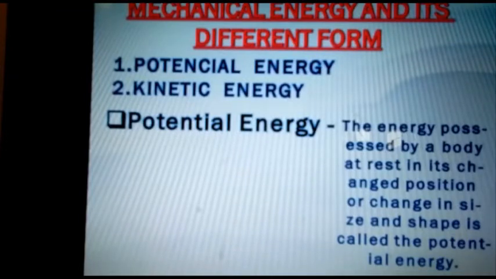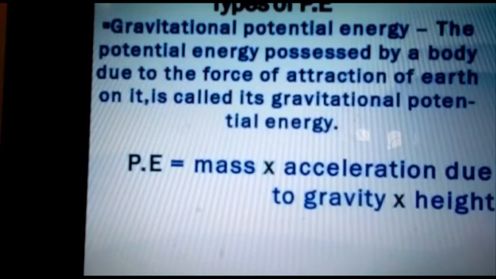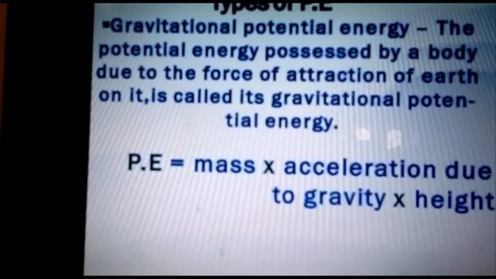Potential energy is the energy possessed by a body at rest due to its changed position or change in size and shape. It has two forms. One is gravitational potential energy, the other is elastic potential energy.